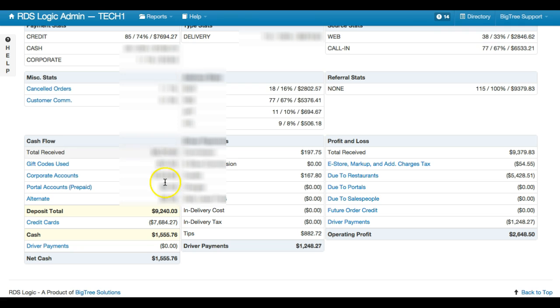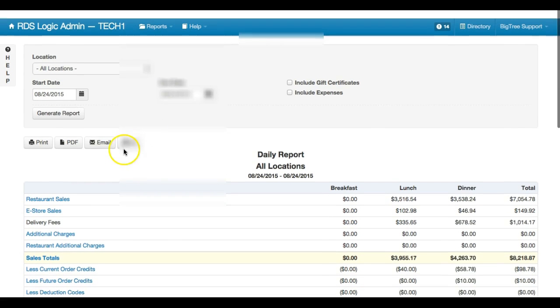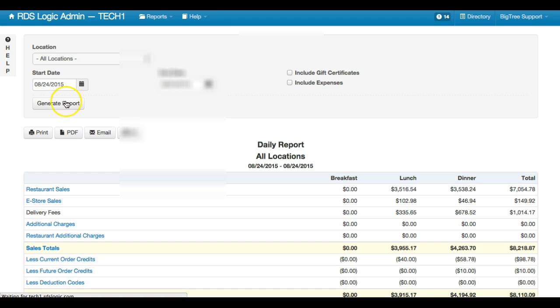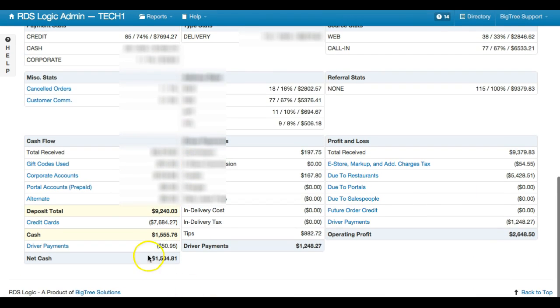So let's go back over to the daily summary, and you'll see here the driver payments still $0. But if I run this report, now it's going to update, and it's saying that I've actually paid out the driver $50.95. So that's changed my net cash, or my cash drop.